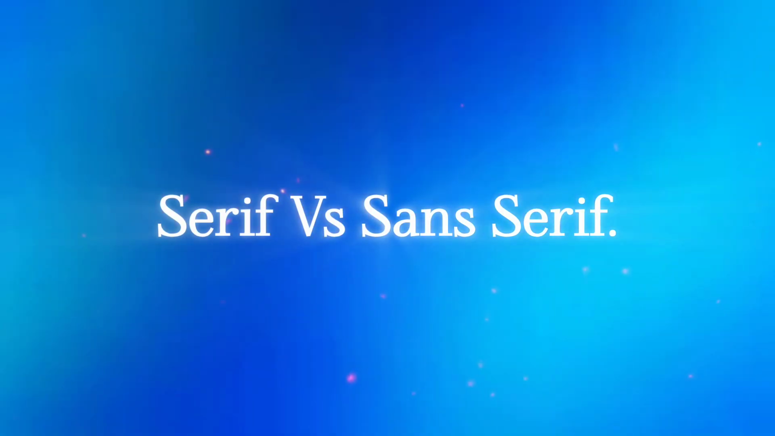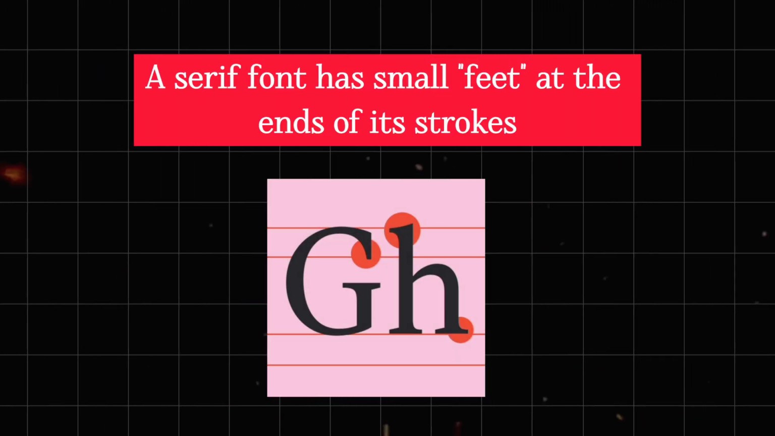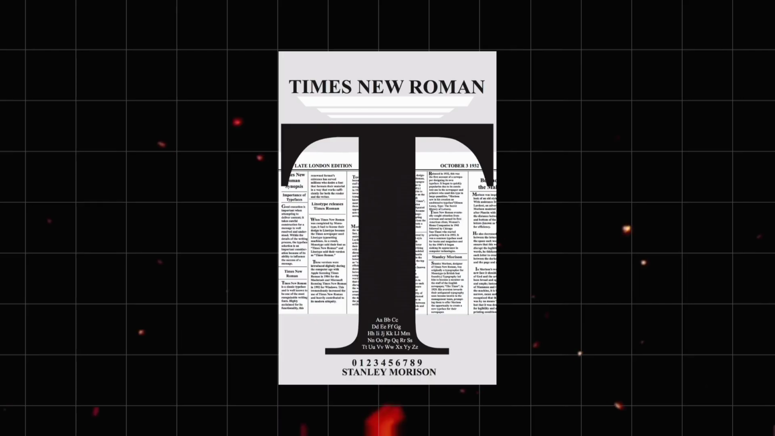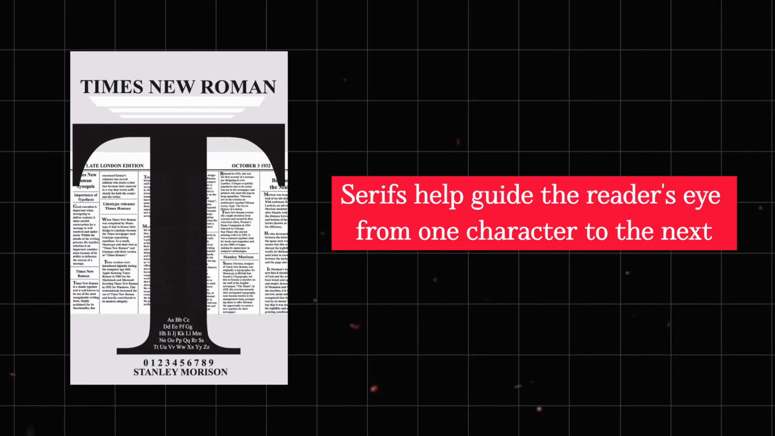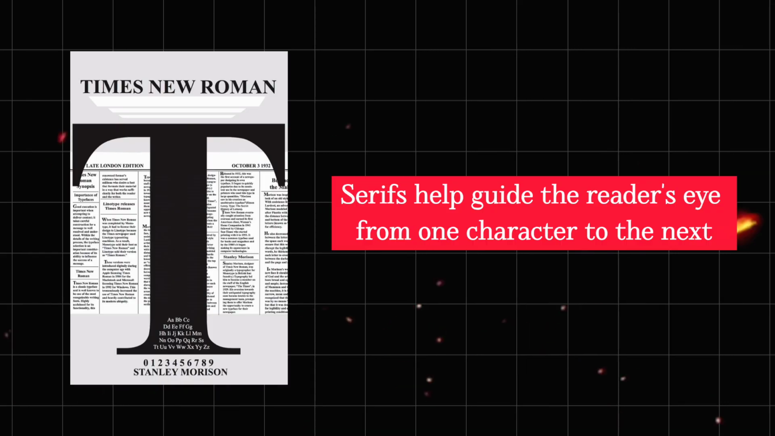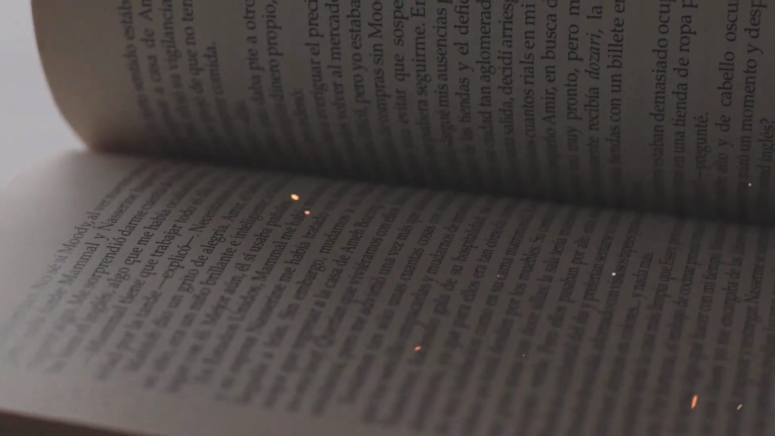Next, let's talk about one of the most visually obvious distinctions in typography, serif versus sans serif. A serif font has small feet at the end of the stroke. Times New Roman is a classic example. And these are not just decorative. Serifs actually help guide the reader's eye from one character to the next, which is part of why books and long form print still lean on serif fonts.